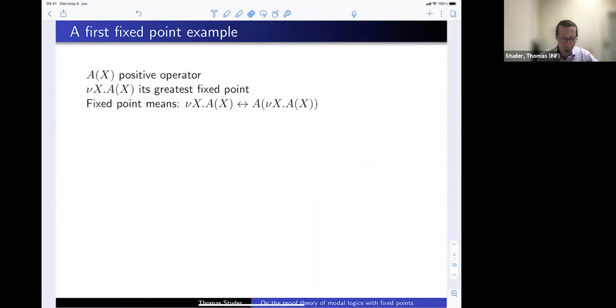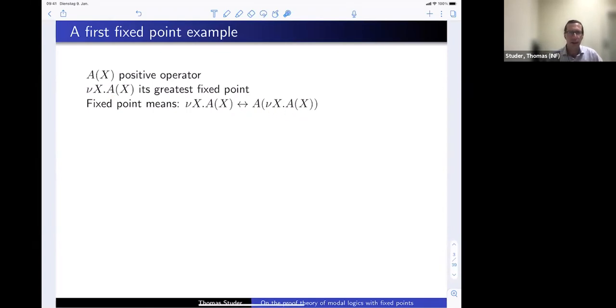So we're in the language of modal logic, and a positive operator is a formula where you have some atomic proposition X that occurs only positively. And so semantically, this gives rise to a monotone operator, and therefore we have least and greatest fixed points. And in general, we denote the greatest fixed point using this new X, A of X notation. The least fixed point would be mu X, A of X. And fixed point means that we have this equivalence here. So in a way, we can unfold the fixed point. So the fixed point is equivalent to A, and for X, we plug in the fixed point.